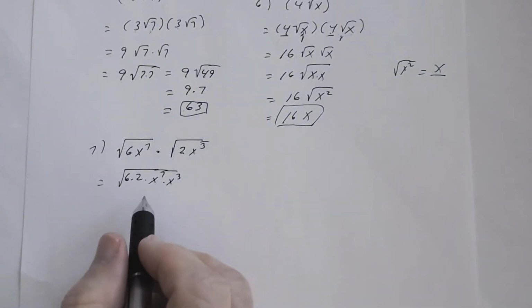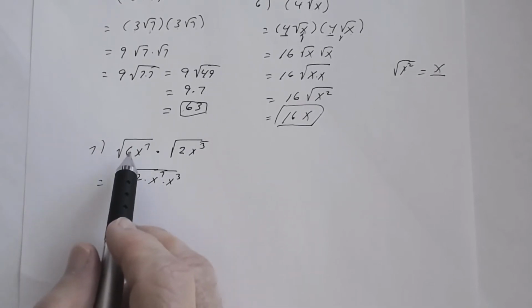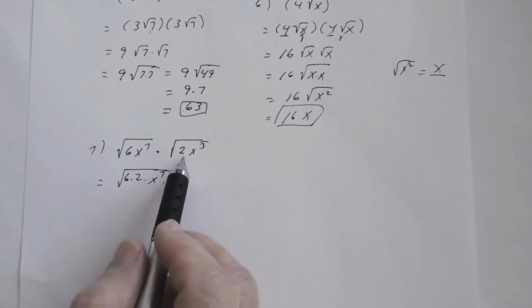And I could go from here to here. You can skip some steps. Did you have to say 6 times 2? No, most of you knew right away, if not all of you knew, that 6 times 2 is 12.